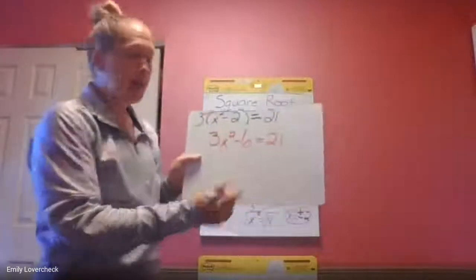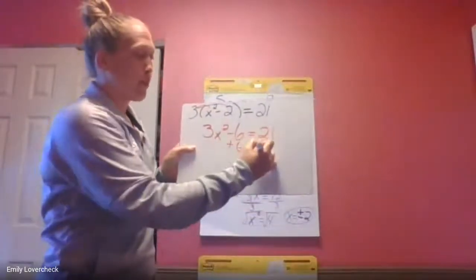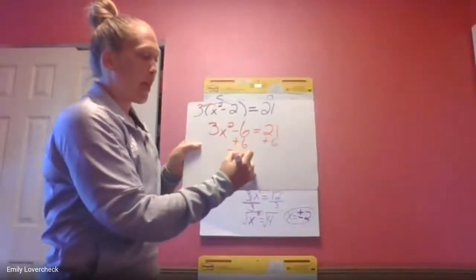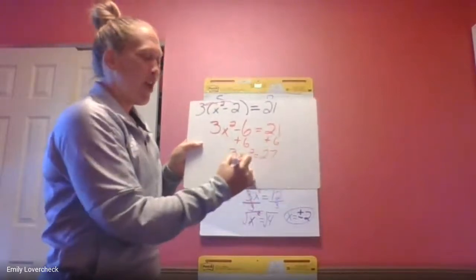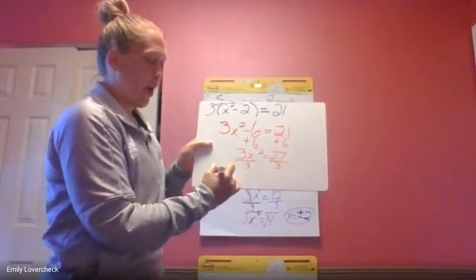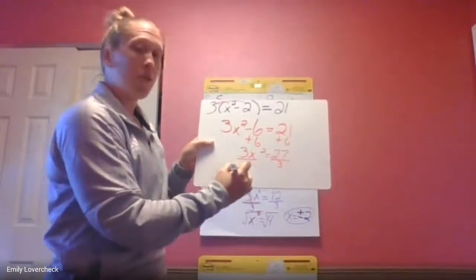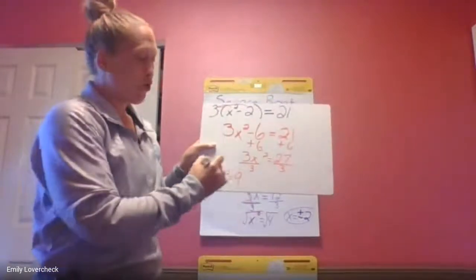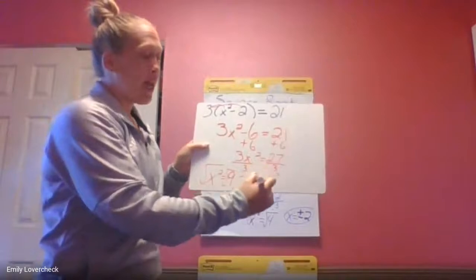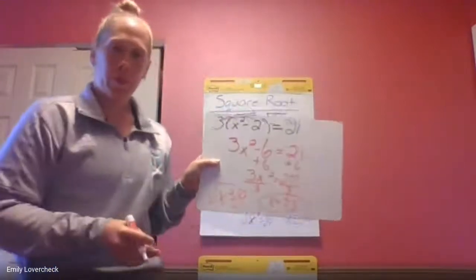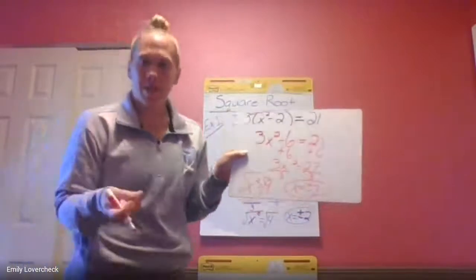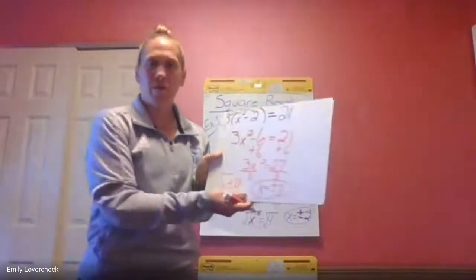I'm going to add 6 to both sides, and I get 3x squared equals 27. That's divisible by 3, so I end up with x squared equals 9, square root both sides, and x equals plus or minus 3. Okay. Seems very similar to the last one, except for this parentheses there to distribute.